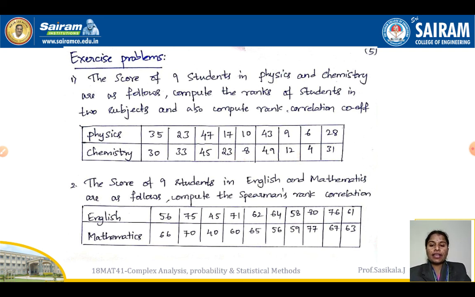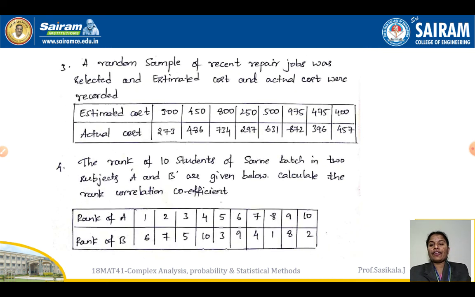The second one is also for 9 students, English and mathematics, similar to the first question. Then you have estimated cost and actual cost, where we can also give ranks based on the cost. The fourth one is already mentioned: the ranks of 10 students of the same batch in 2 subjects. They have given the ranks of the same batch students for 2 subjects.